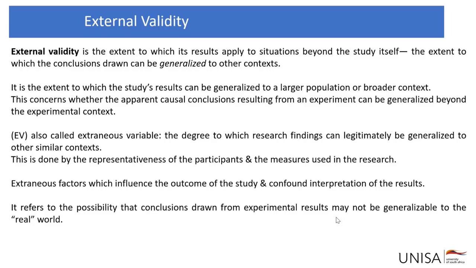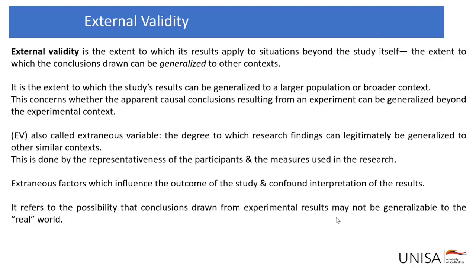External validity, also called extraneous variable, is the degree to which research findings can legitimately be generalized to other similar contexts. So you know that these results are applicable in other contexts because you have sampled your selection in a representative way. So this is done by representativeness of the participants and the measures used in the research. So if you have representativeness of the participants, you are more than welcome to generalize to other contexts that are similar. They must be similar.